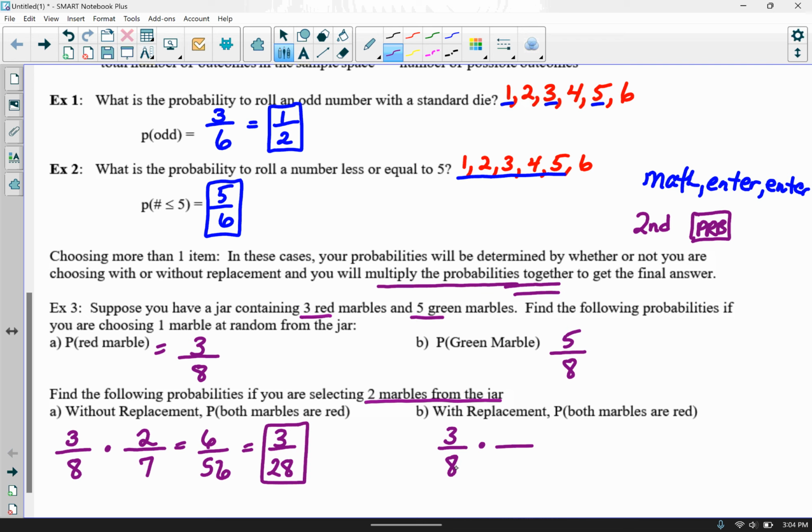When we go to choose our second marble, how many are red? That one's still back in there, right? So you still have 3 to choose from out of your 8 total. Multiply straight across, we get 9 over 64.